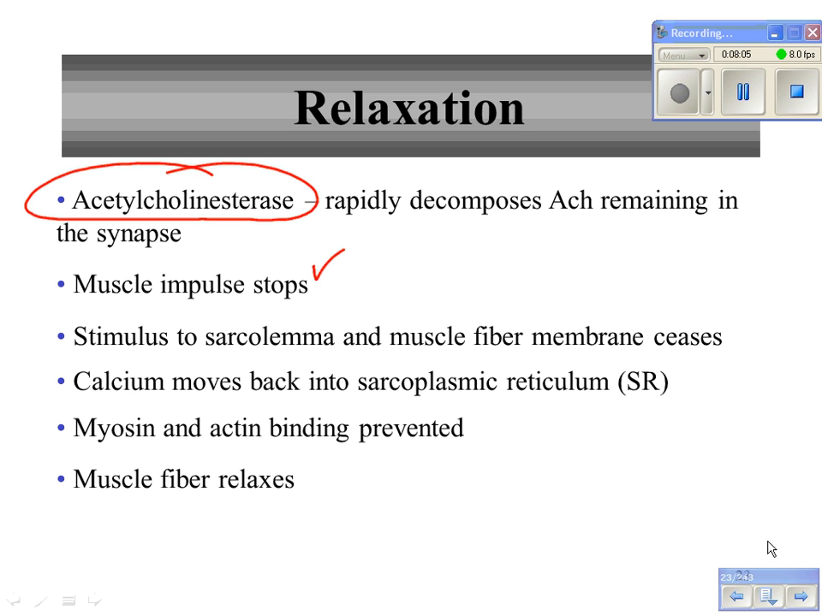So the muscle electrical impulse stops because of the acetylcholine esterase. There's no stimulus going down the sarcolemma throughout the muscle fiber. So now the calcium is going to move back into the sarcoplasmic reticulum or cisternae. If there's no calcium, the calcium isn't going to attach to the troponin, so that gets removed. So now the troponin tropomyosin complex covers up that active site, and the myosin cross bridge head is prevented from making contact. So that muscle fiber goes back to the relaxed state, and the sarcomere goes back to its normal position in order to contract.